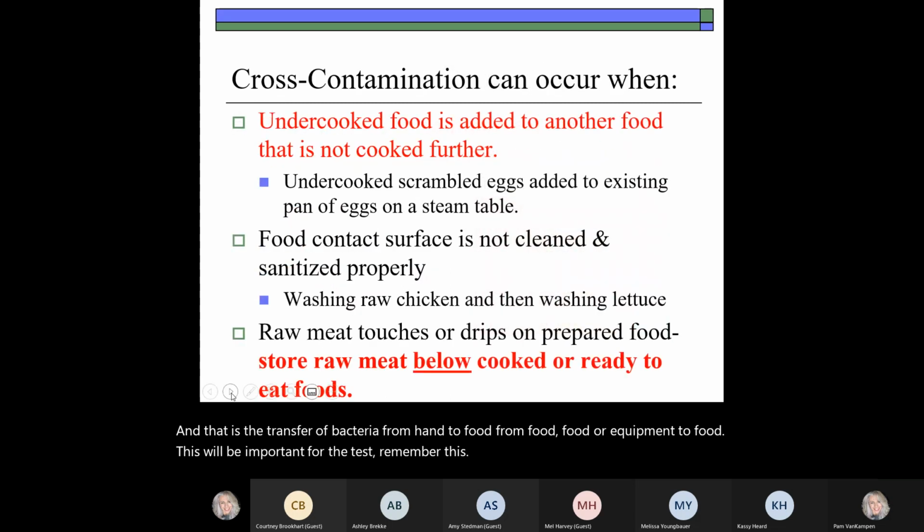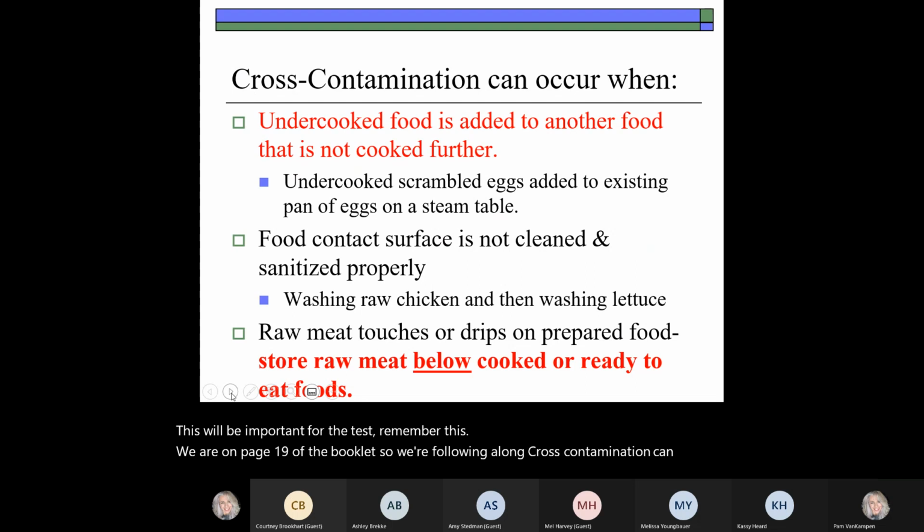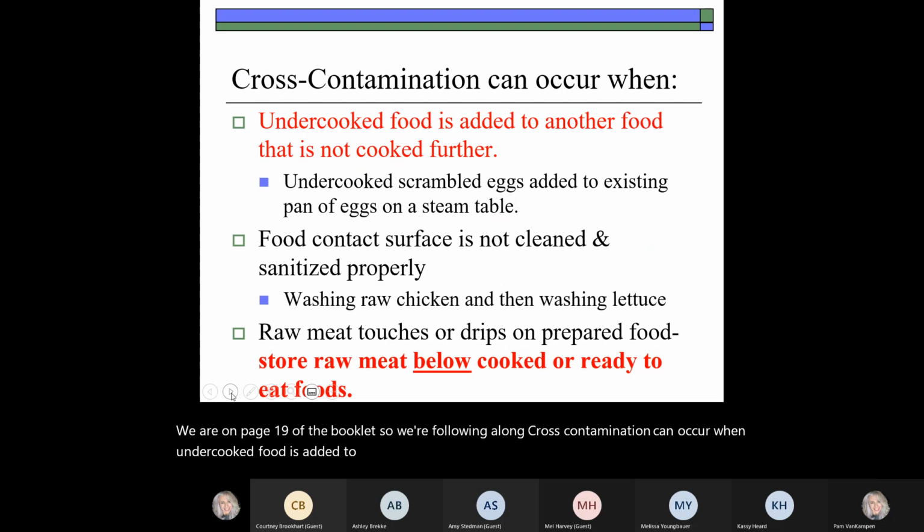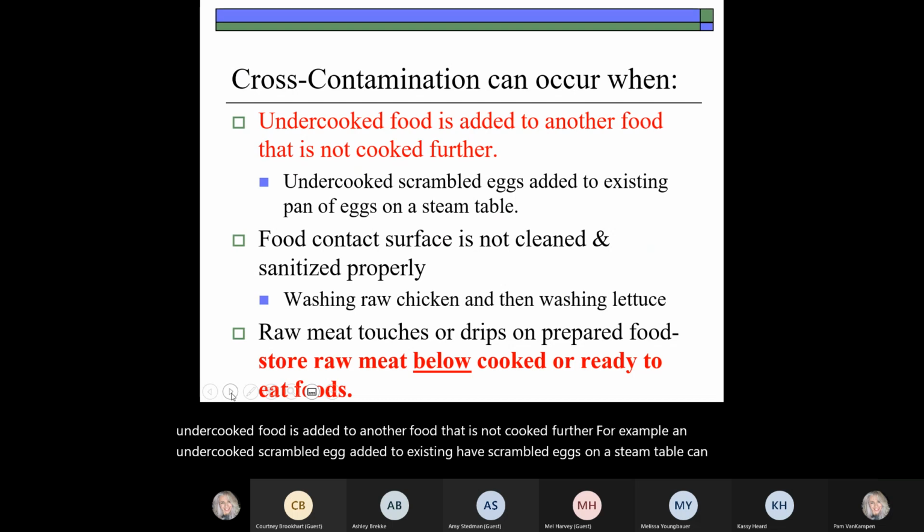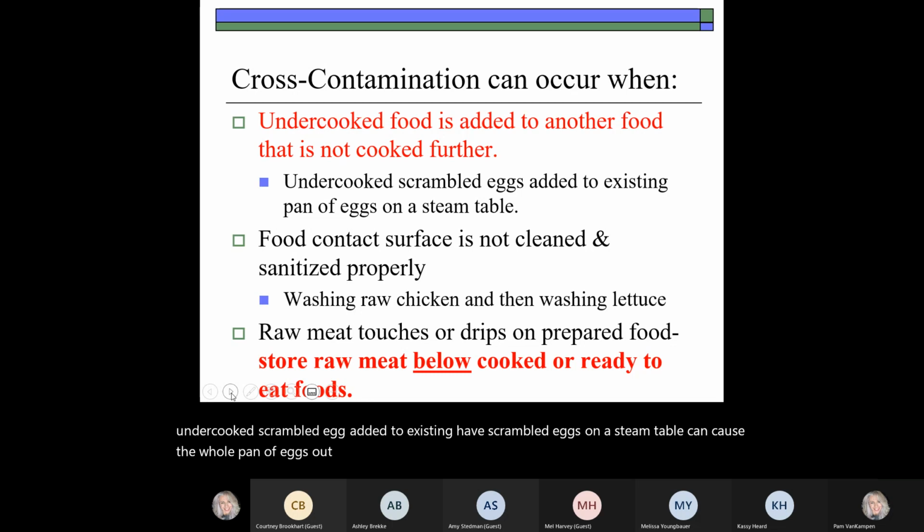We are on page 19 of the booklet, as we're following along. Cross-contamination can occur when undercooked food is added to another food that is not cooked further. For example, an undercooked scrambled egg added to an existing pan of scrambled eggs on a steam table can cause the whole pan of eggs now to be contaminated.